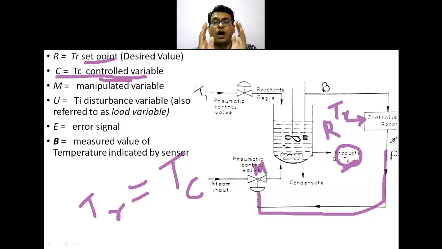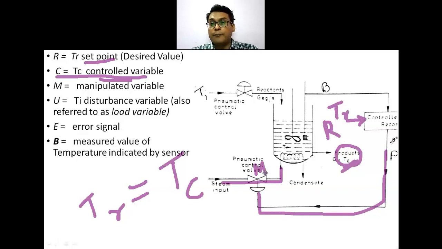How much the control valve opening should be kept, whether to decrease it or increase it, that is to be decided by the controller. That means how much steam should enter inside these coils is finally adjusted with this manipulated variable, which is provided the signal with this pneumatic control valve. This adjustment is called a manipulated variable.